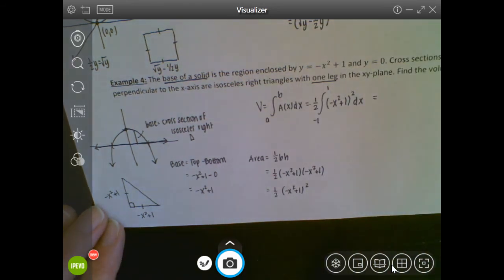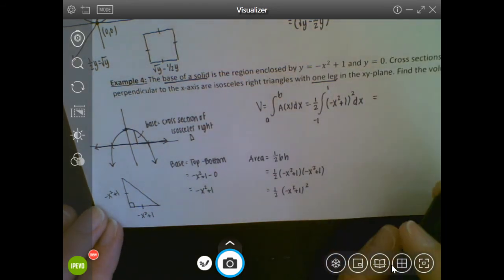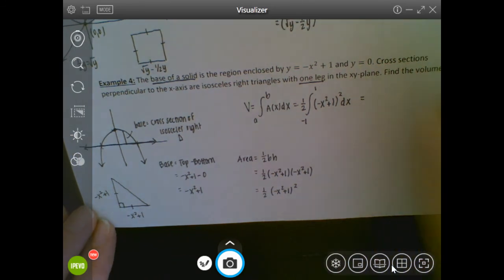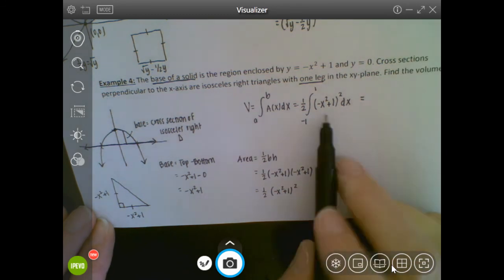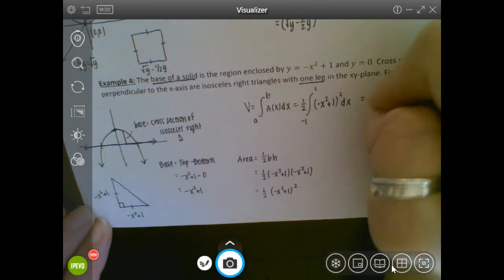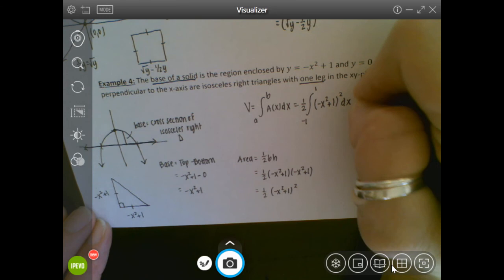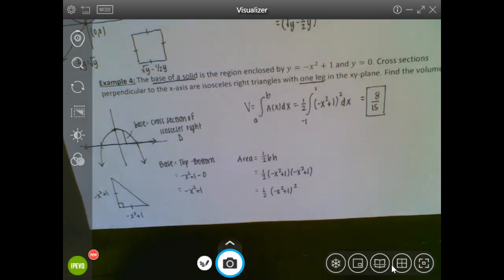And I believe this does actually give you a value that you can write in fractional form. So I think you end up getting 16 over 15 when you do this integral, but when you divide it by 2, I believe you end up getting 8 over 15. So that is the volume of our cross-section perpendicular to the x-axis. That is an isosceles right triangle.